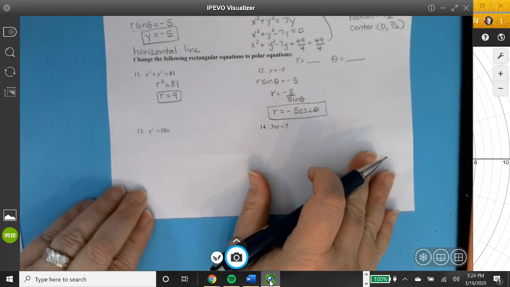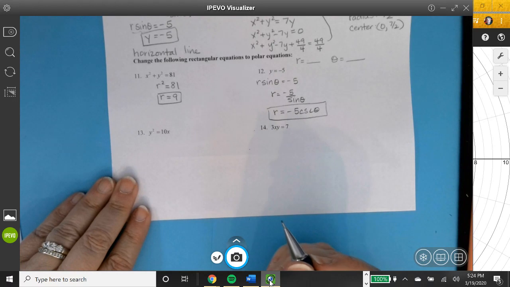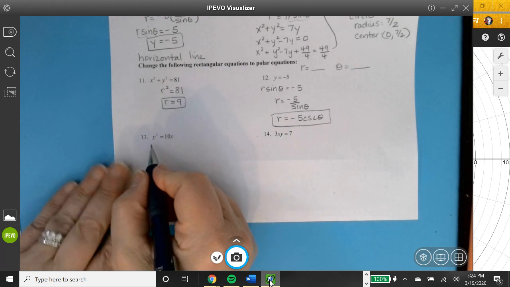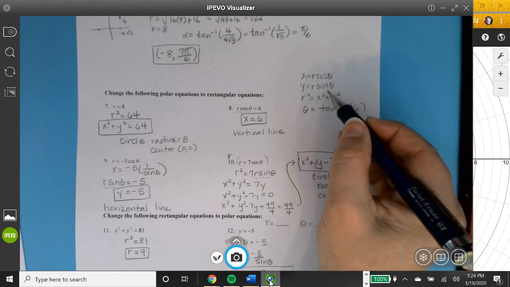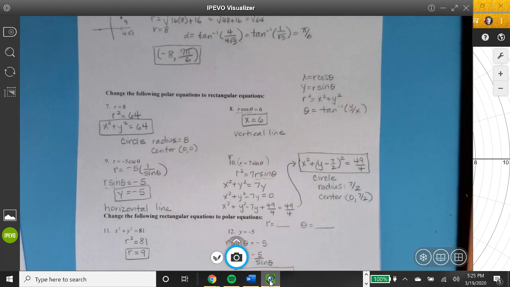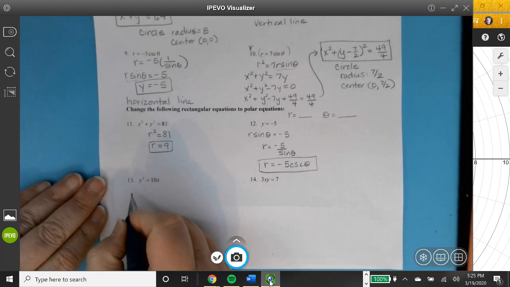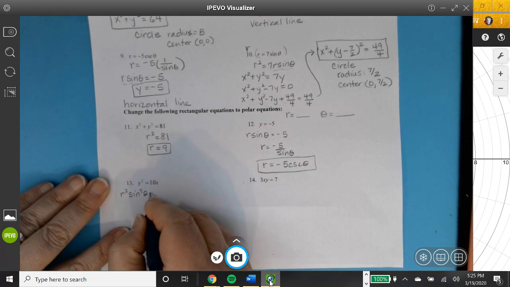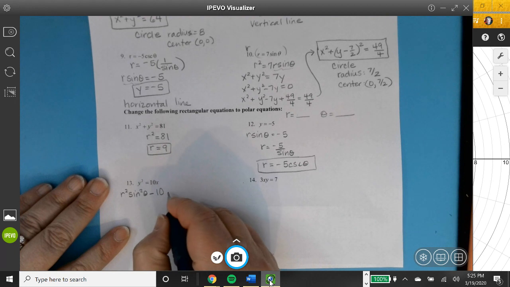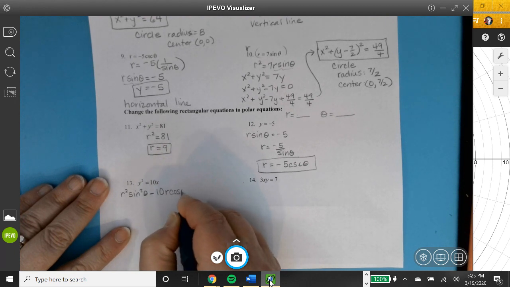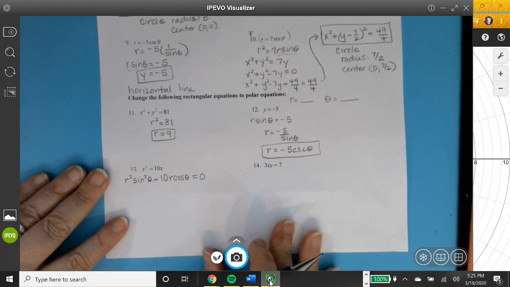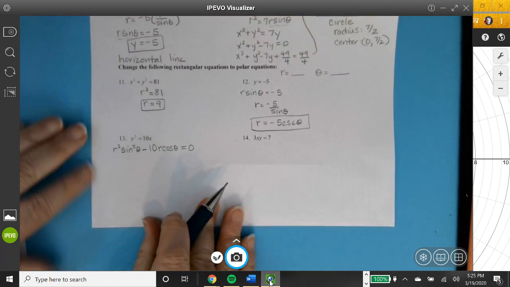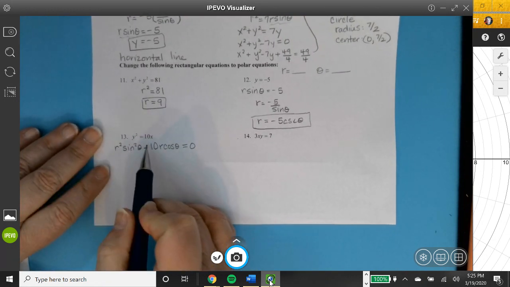All right, next one. All right, so on these, what I like to do is plug in for what y is. Well, what is y? Y is r sine theta, and x is r cosine theta. So let's make those substitutions. So y squared is going to be r squared sine squared theta. And I'm going to move the 10 over. So minus 10r cosine theta equals 0. Okay? So all I did straight up was to substitute in for y squared, substituted for y and square it, and then plugged in for x.